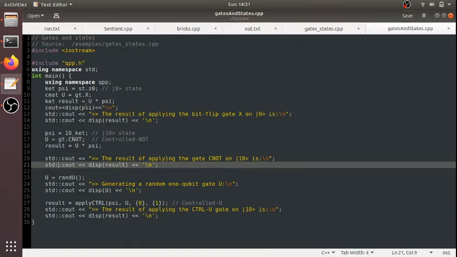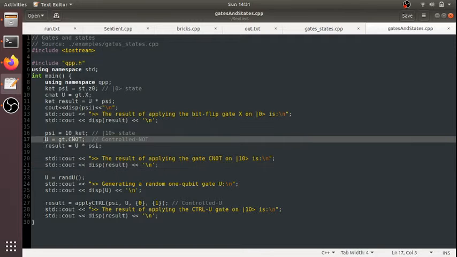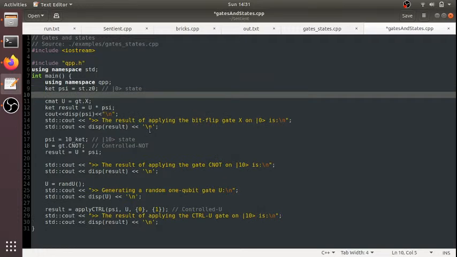Display psi result U into psi. U is gate X. Okay. Let's put a C0 on 0 U. Where is U defined? Oh, CMAT U. Okay. What is a CMAT? I don't know, but I want to know what happens when I put a C0 gate, which is of type CMAT.